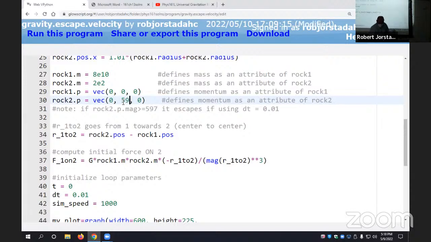I'll tell you what, let's go to 600. My claim was that if the momentum is 597 or larger for this set of numbers that I happen to use, it should escape. But now I'm not shooting it radially outwards. Do you think it will still escape if we shoot it tangent to the surface of the planet? What's your gut say? Okay, I have one response. I'll take it.